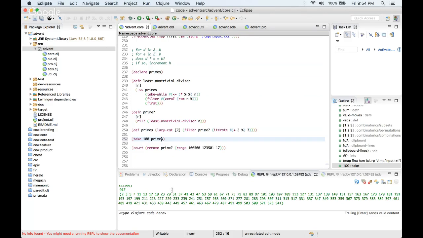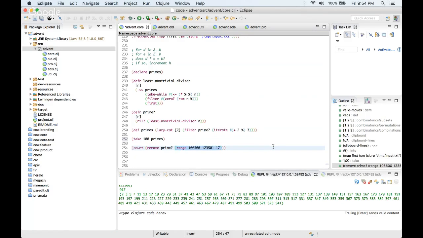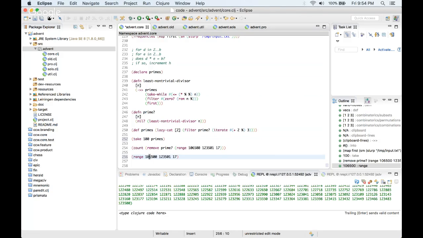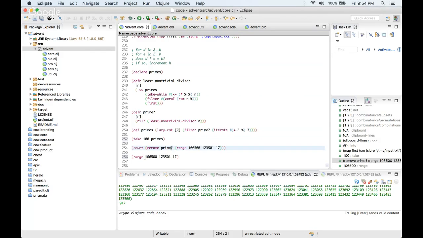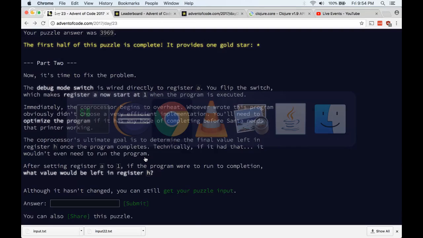It's fine for small numbers of primes, but in any case, I use range here to produce all of the numbers from here to here, an inclusive range, which is why this is 01. And then I just remove the primes and count them up in the answer. So, very fun problem.